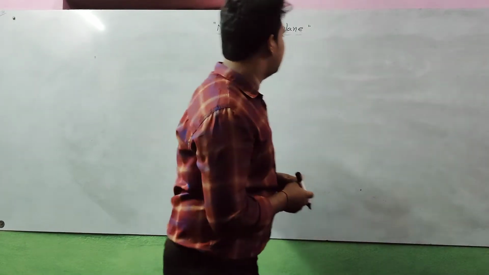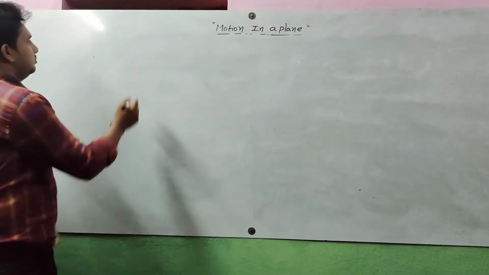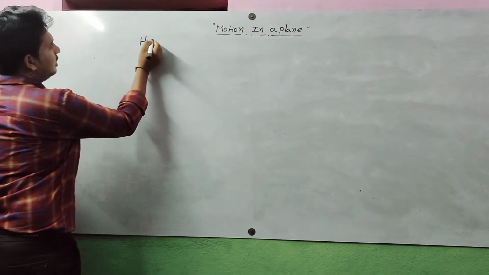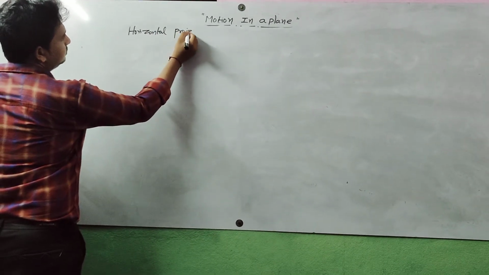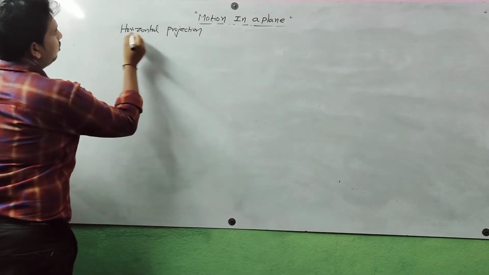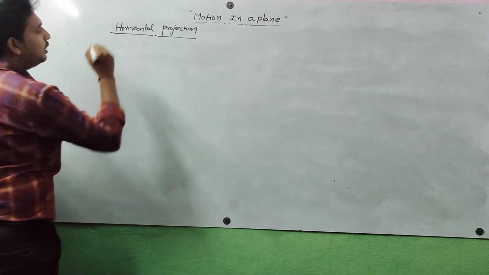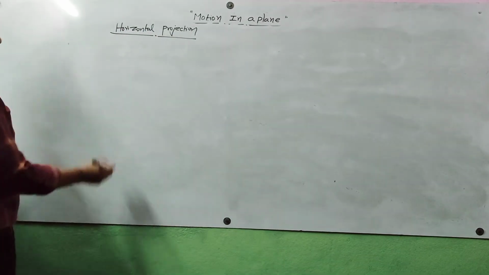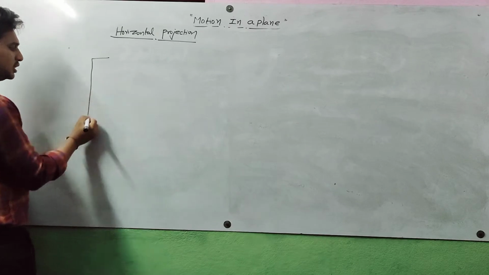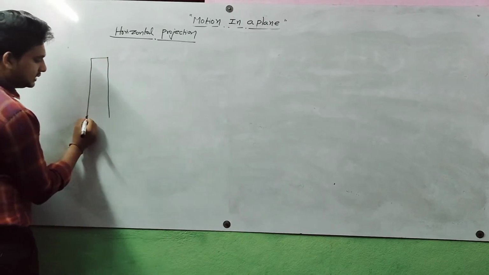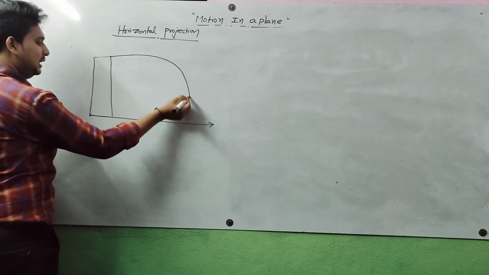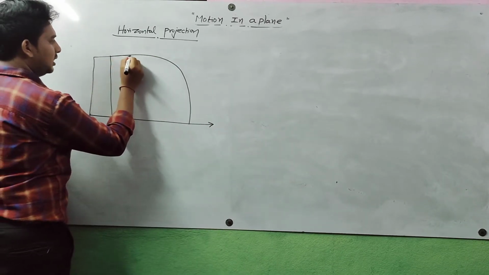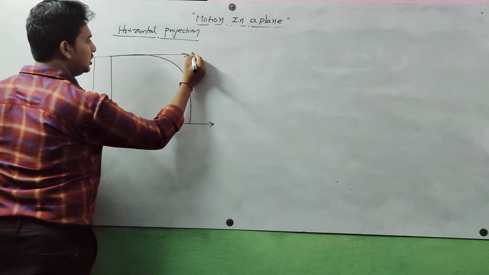So here, first of all, I draw the diagram. First, what is the topic here? Horizontal projection. Today we are going to explain some more detailed points on horizontal projection. What is meant by horizontal projection? If any body is projected horizontally from a certain height with velocity u.